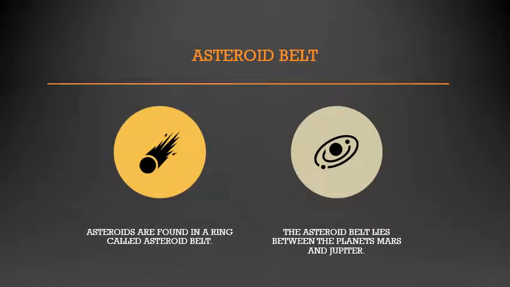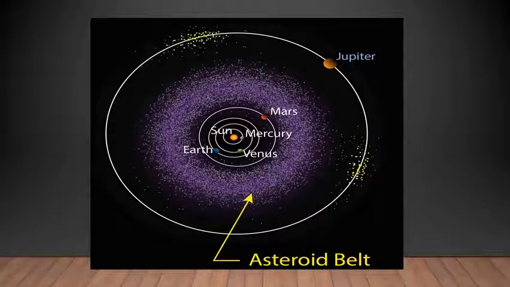So next is the asteroid belt. Asteroids are found in a ring called the asteroid belt. This asteroid belt lies between the planets Mars and Jupiter. Asteroid belt means the group of asteroids, as here you can see in the picture. It is like a belt which goes around the sun, the whole group of asteroids. It is present between the planets Mars and Jupiter.